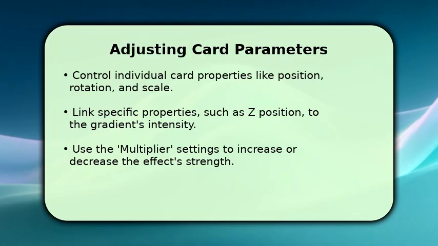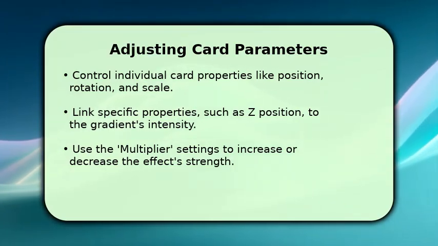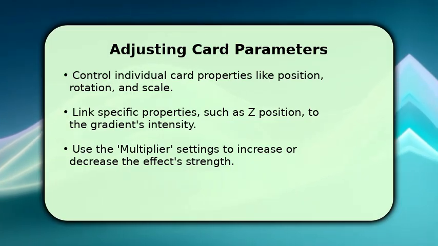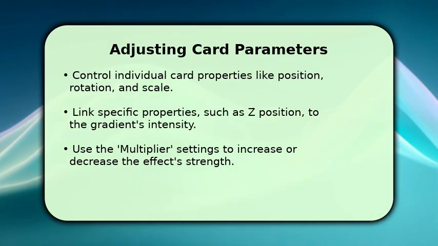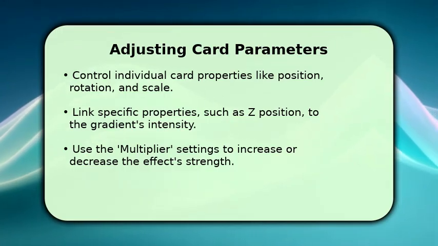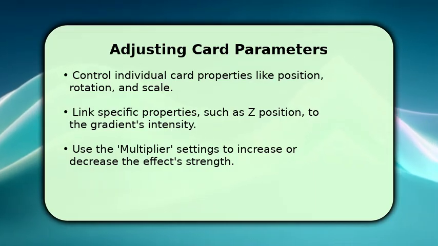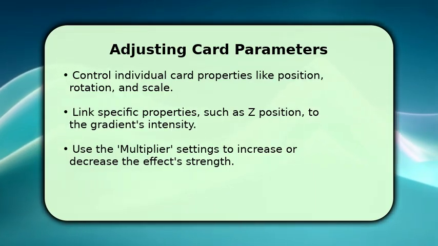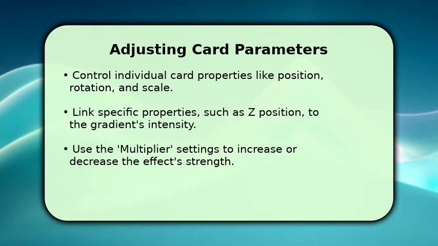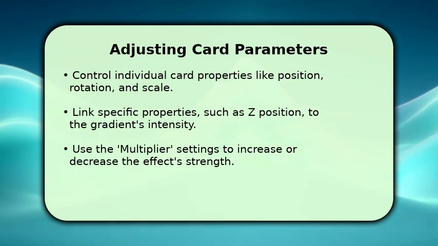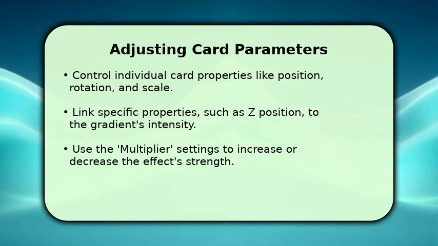Once your gradient layer is set, dive into the effect controls to customize card properties. You can link parameters like X, Y, or Z position, rotation, and scale to the gradient's intensity. For example, set Z position source to intensity 1 to make cards move forward or backward based on your gradient. The multiplier value, such as a value of 10, amplifies this movement, while offset allows you to shift the entire effect, perhaps moving cards by a negative 100 pixels.